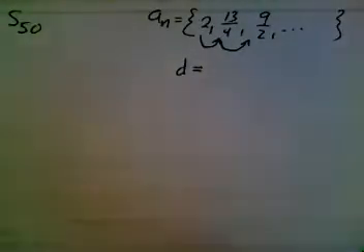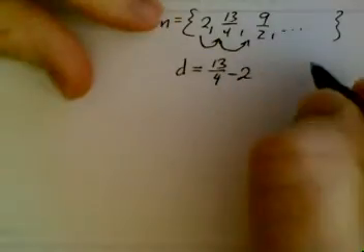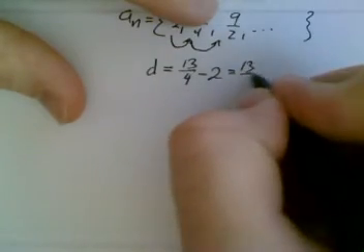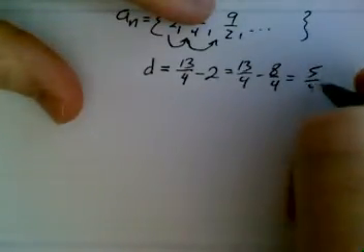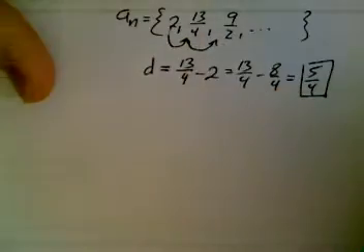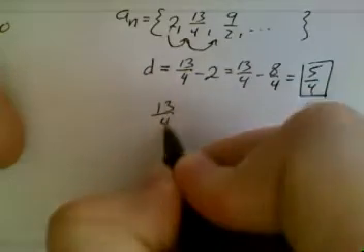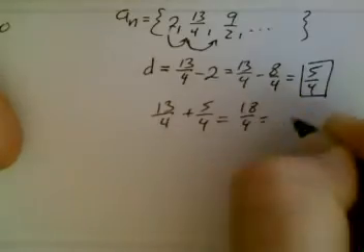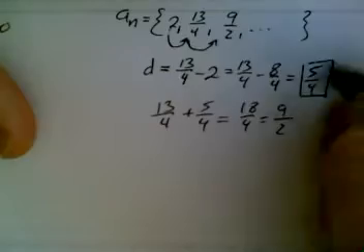So why don't I just go ahead and do that? Why don't I do 13 over 4 minus 2? Now, you can do this in a calculator, or you can do it the way I'm going to do it here. That's 13 over 4 minus 8 over 4, by making it a common denominator, which gives me 5 over 4. That is what I'm supposed to be adding every single time. Well, I'm not confident with that. Let me check it. If I take 13 over 4 and add 5 over 4 to it, do I get 9 halves? Well, this is 18 over 4, and that is 9 halves. So this value here is d, my common difference.